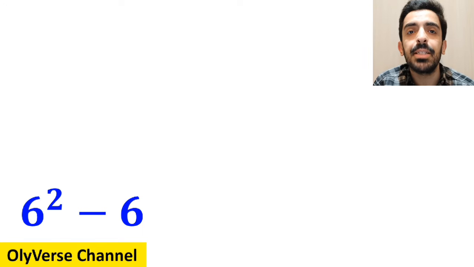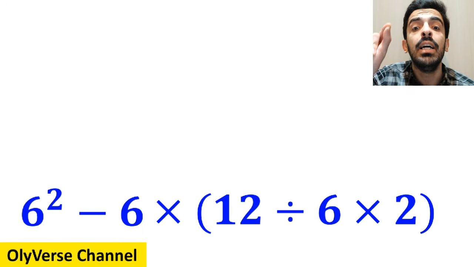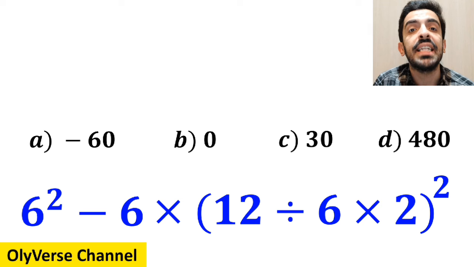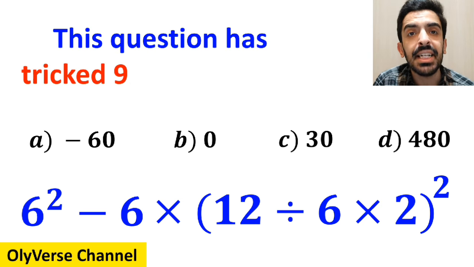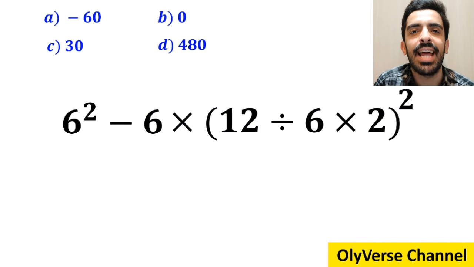What is the value of the expression 6 squared minus 6 times (12 divided by 6 times 2) all squared? Which option do you think is the correct answer to this question? This expression has tricked 99% of people. Let's take a closer look and solve it together.